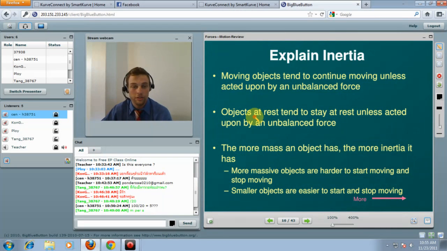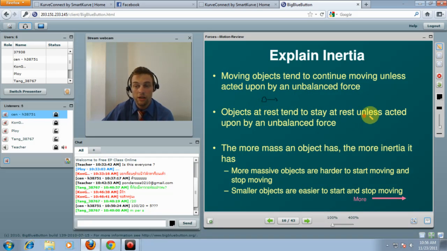Okay, inertia. Inertia is really cool. It says moving objects tend to continue moving unless acted upon by an unbalanced force. So this is another example of a balanced force. It can still be balanced if it's moving. Say an object is traveling through space. Okay, this is our rock in space. It's going to continue moving if all the forces are balanced and it's moving. It's just going to continue moving at the same speed. There's going to be no acceleration. It's just going to continue moving forever.